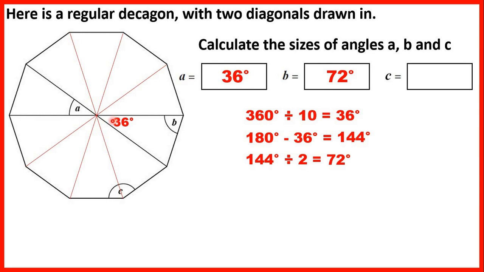This angle will be 36, and 72 plus 72 plus 36 gives a total of 180, and there are always 180 degrees in a triangle. So now we need to find angle C. If angle B is 72 degrees and it's a regular shape, then these angles that make up angle C will both be 72 degrees, and 72 plus 72 is 144, so that's the size of angle C.